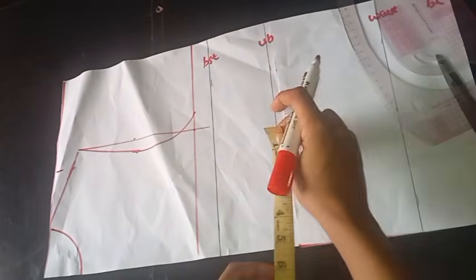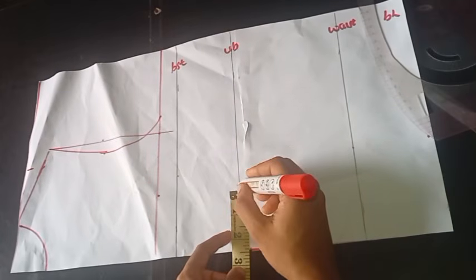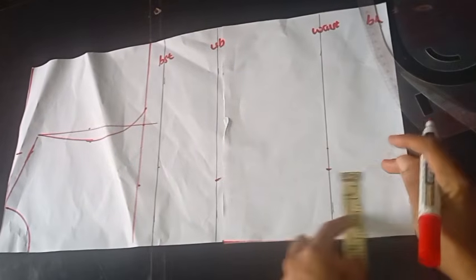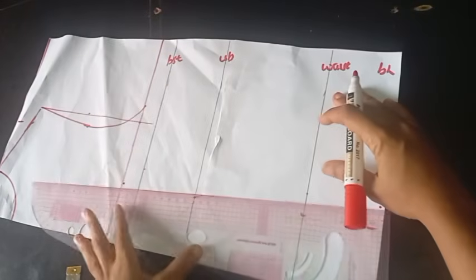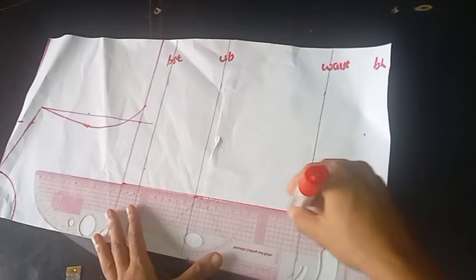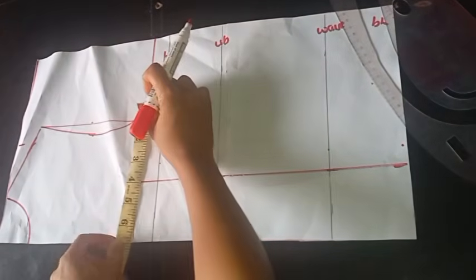Now the next step I'll take is to mark my dart or my nipple to nipple line, which I'll go ahead to mark my nipple to nipple divided by 2. Now you can go ahead to insert your dart, but I'm going to cut this in form of a dartless pattern. I'll just rule a line to serve as a guide there.